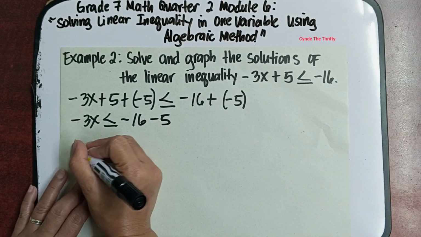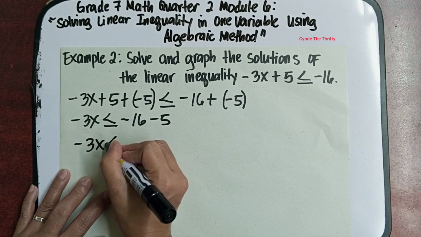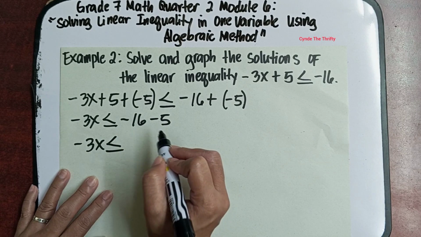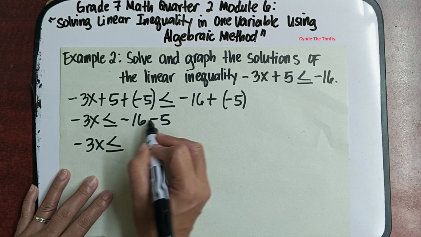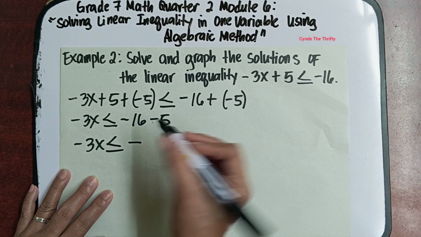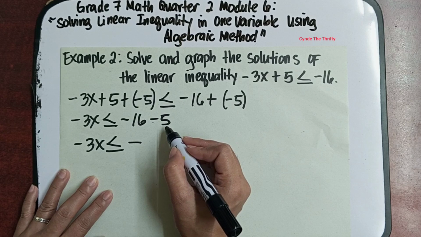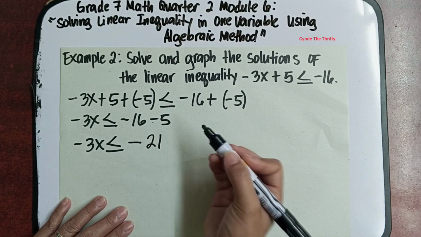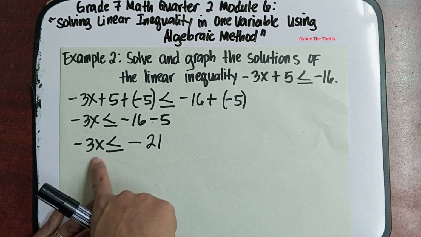So, negative 3x is less than or equal to negative and negative. Pareho ang sign. Ibig sabihin, i-add natin at kokopyahin natin ang common sign na negative. So, 16 plus 5 is equal to 21. So, negative 21. Okay. So, ngayon, negative 3x and negative 21.